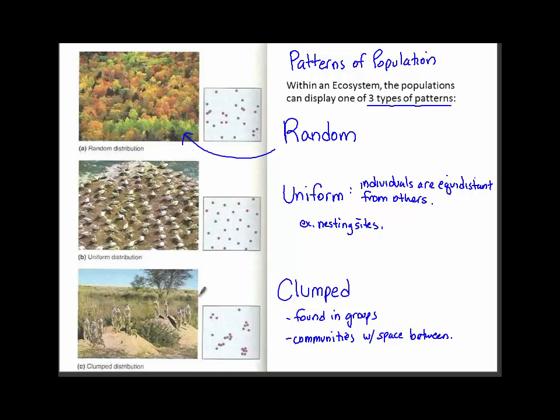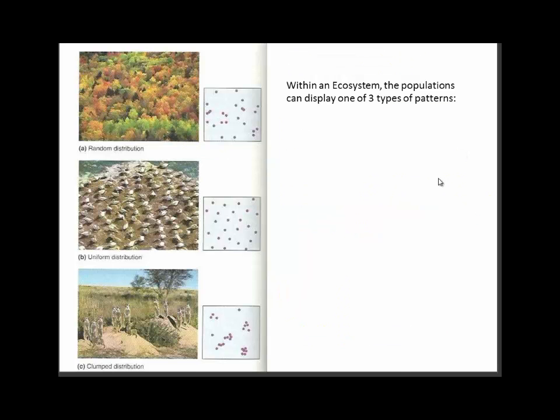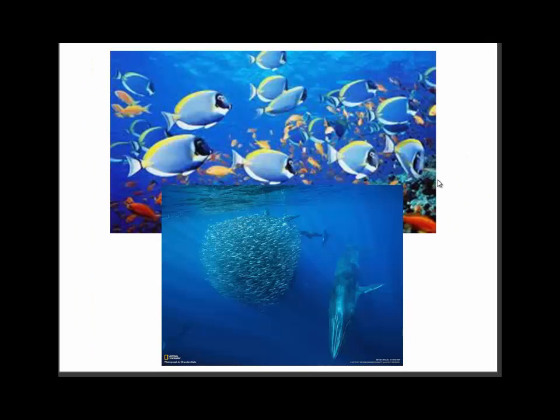So those are the three patterns in population that we're going to be talking about. We're going to look at examples, but within an ecosystem, those patterns of population come about. And it's important to understand how species are patterned in population, whether it be a plant, animal, whatever. So let's move forward here and look at some examples.